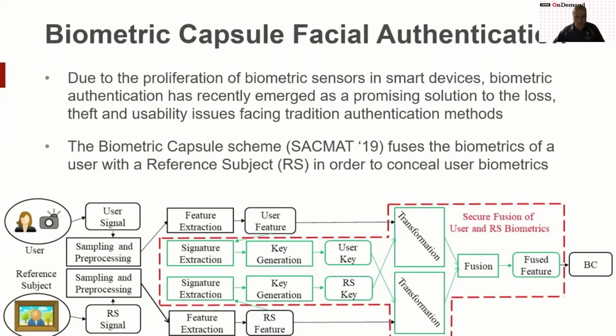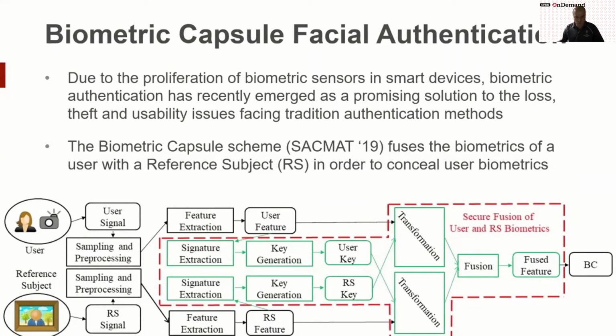But one issue facing biometric authentication is that if your biometric template or facial attributes are stolen, the feature vector which represents that is a lot harder to cancel and reset compared to a password. So we need to secure those biometric templates used for facial authentication. And that's where this biometric capsule scheme from 2019 comes in. How it works is it fuses the biometrics, or that feature vector of the user, with a reference subject in order to conceal the user's biometrics.